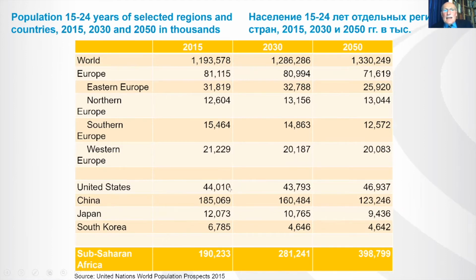Let me just flag up China, a decline from 185 million to 123 million. That is an astonishing decline. And the Chinese who do think long-term must be very, very aware of the implications of that. In other words, how many universities do you need? How many schools do you need? How many will want to go into the military? There are security implications here. Japan too sees a huge decline in its young population.